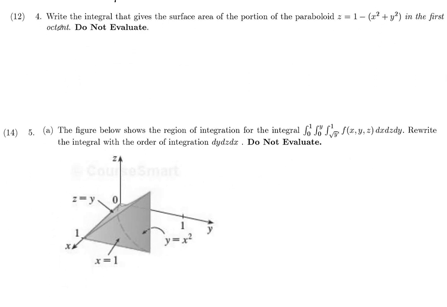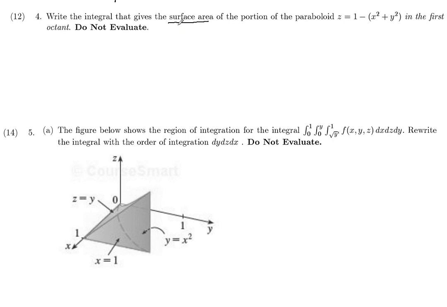Number 4, write an integral. Again, we're just doing a setup only, and I'll probably do several setups on the in-class version of the test in order to save some time. This is going to give a surface area of the portion of this paraboloid z = 1 minus (x squared plus y squared) in the first octant. So that's only going to be a portion of that.